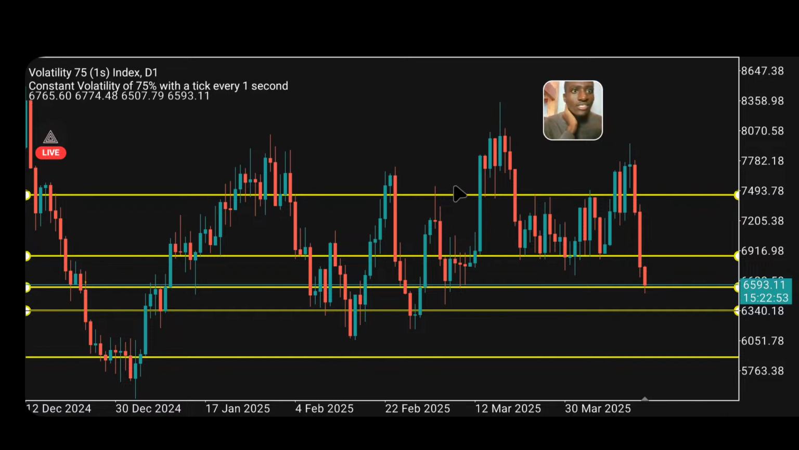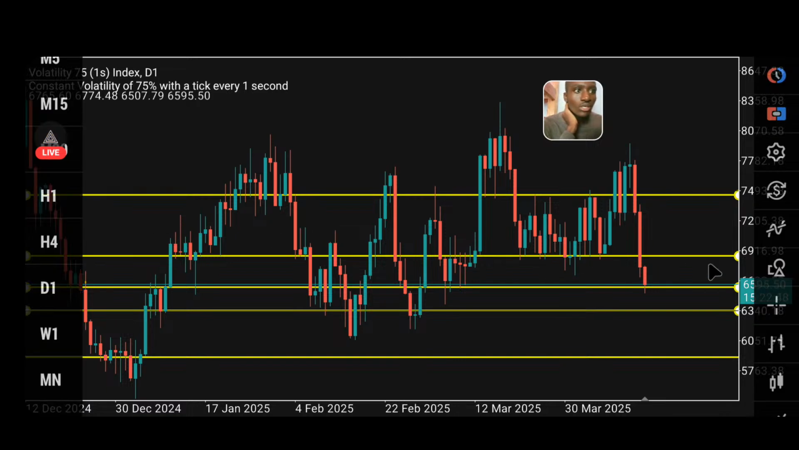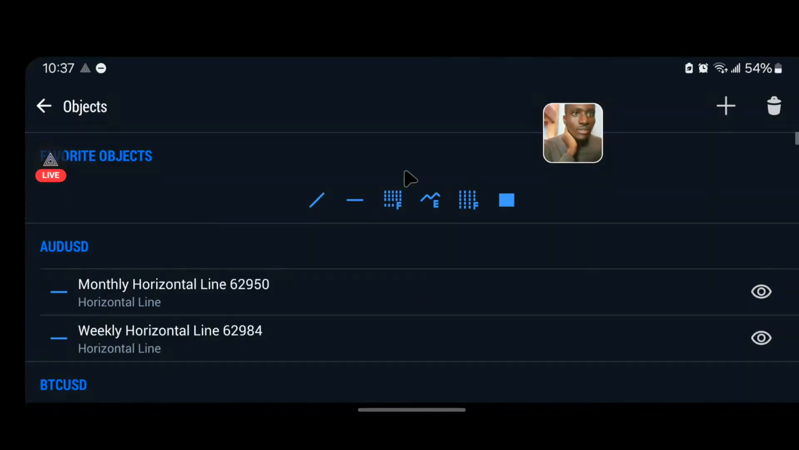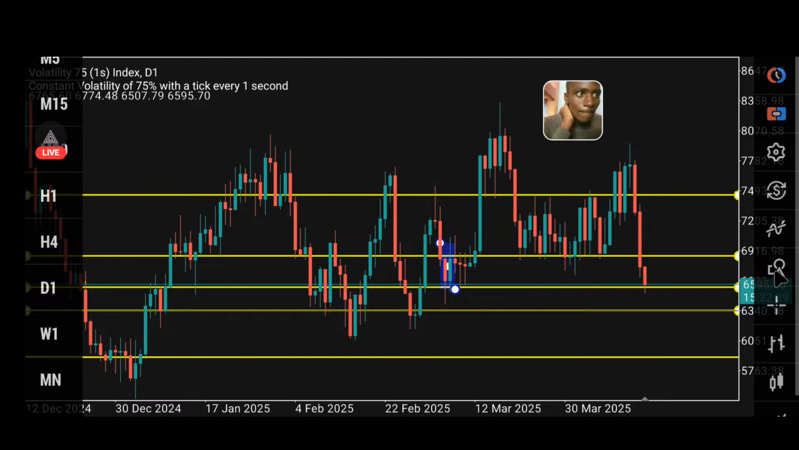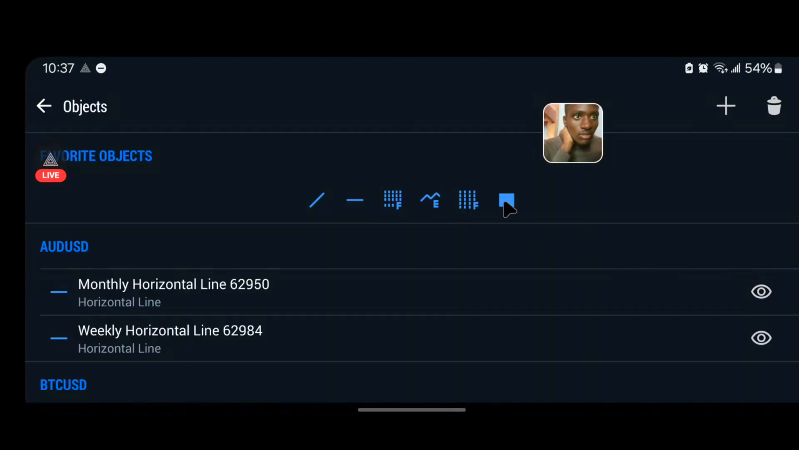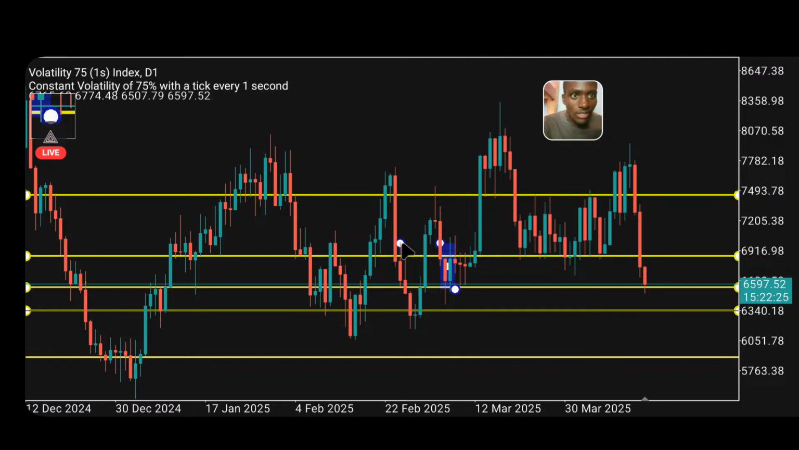All right, let me just go right there and label what I'm talking about, right? Let's just select a rectangle and put the rectangle right here. Let me put another rectangle. This is the first scenario. We're going to call it scenario number 1. Then we go right here.